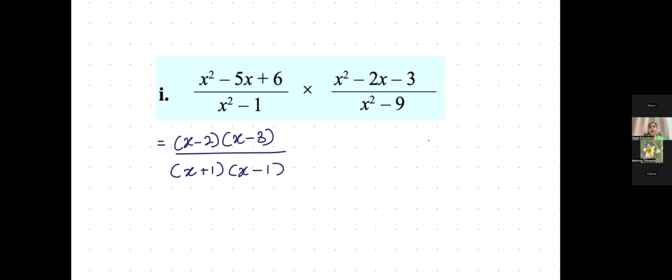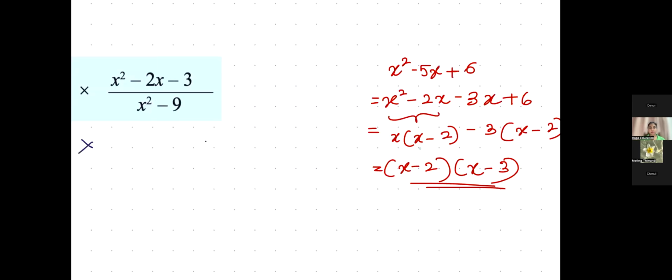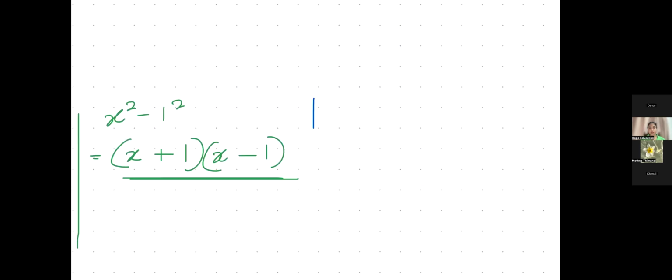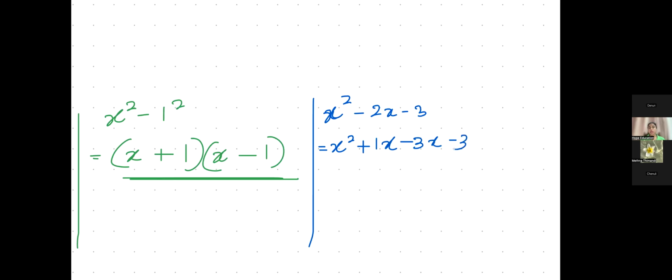Okay. Now let's look at this one, x squared minus 2x minus 3. So I will simplify that here. x squared minus 2x minus 3 can be written as x squared plus 1x minus 3x minus 3. Right? So here in the first two, the common factor is x, so I take x out. I have x plus 1.